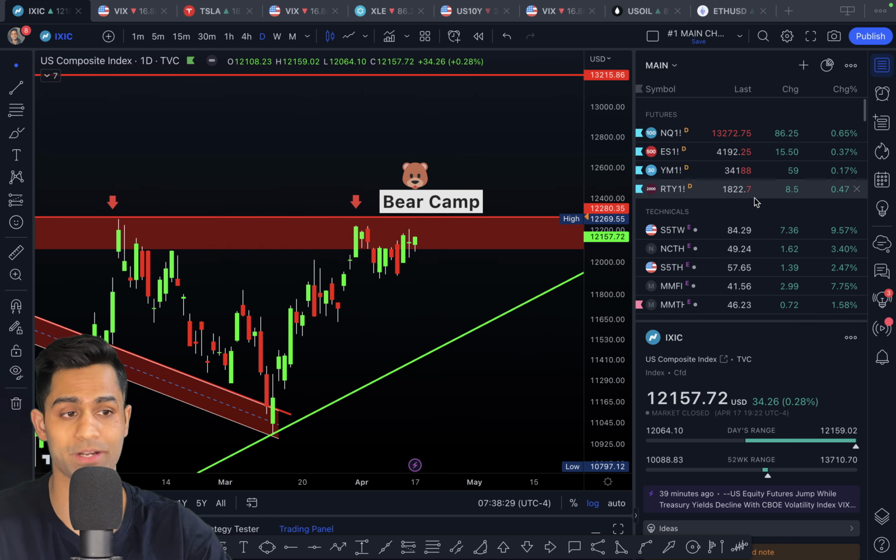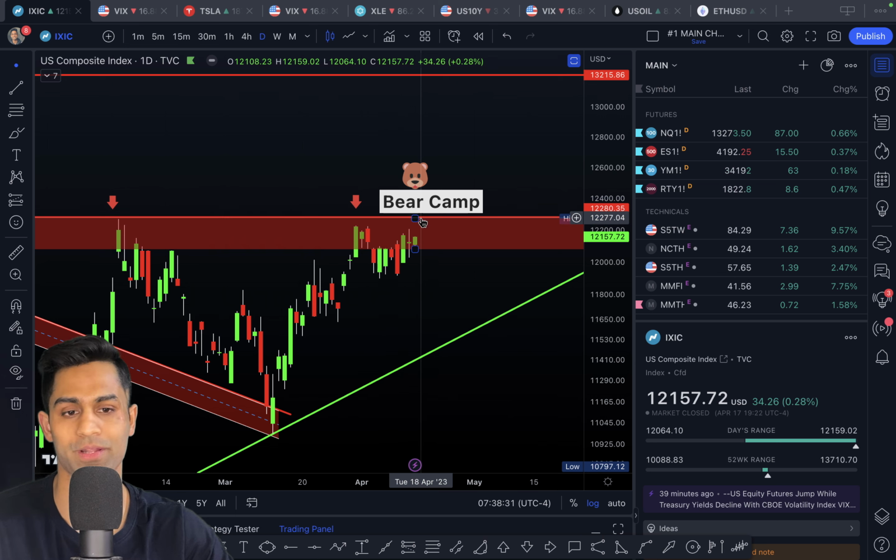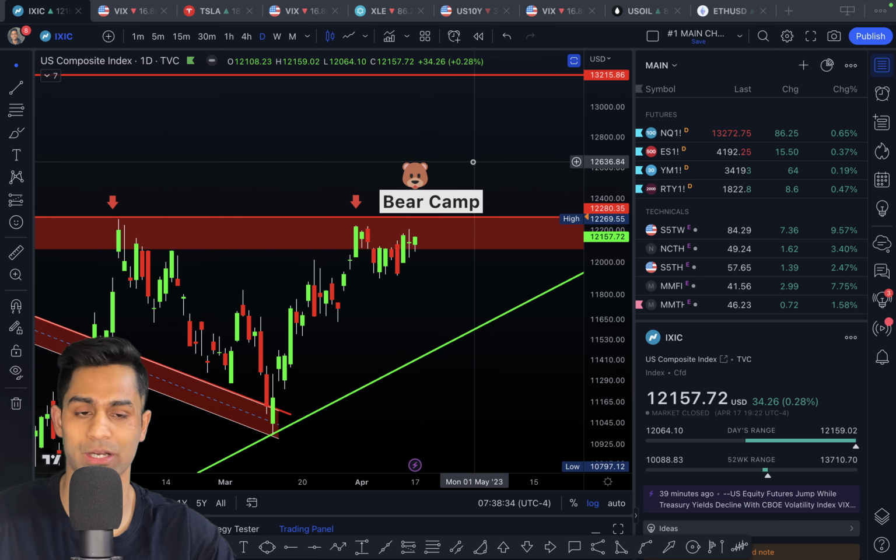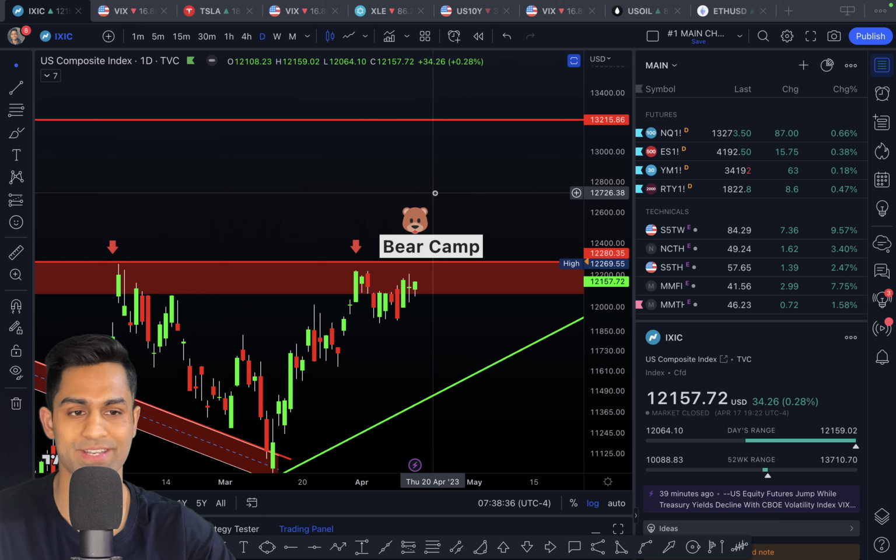Futures are very much green, so we are pushing higher, but that is going to be that resistance to pay attention to. A breakout is easily going to put us on the map for up to 13,200, and for the S&P to get up to 4,300 as well.